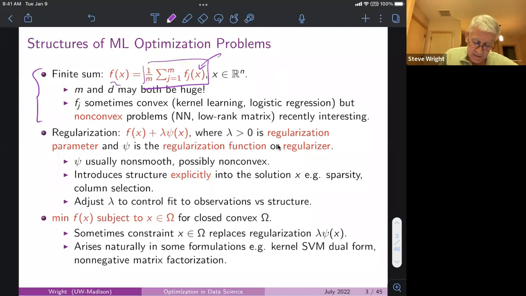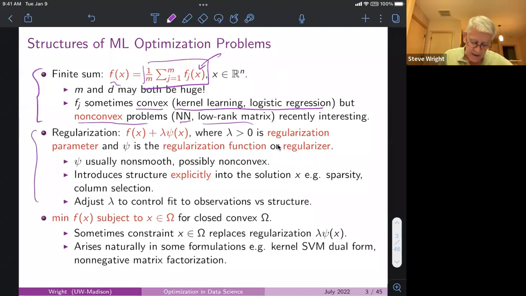And it turns out a lot of the algorithms we talk about exploit that kind of structure. Now, in some applications of machine learning, these f_j are convex, like in kernel learning and logistic regression. But as I've said, recently in neural network training and low rank matrix problems, there's been a lot more interest in non-convex problems. Suddenly people started to get interested in that about 7 years ago or so. And now they've really taken over non-convexity. So that's the first kind of structure.